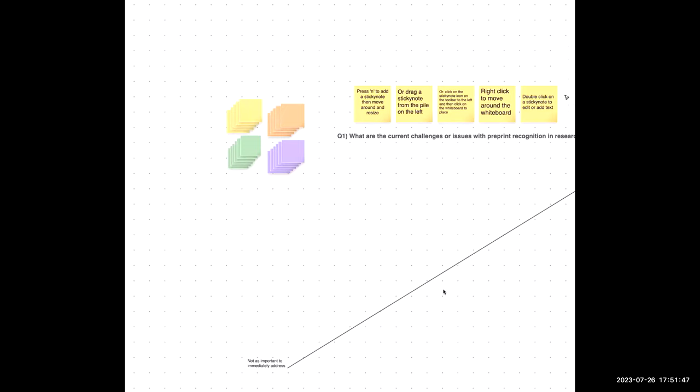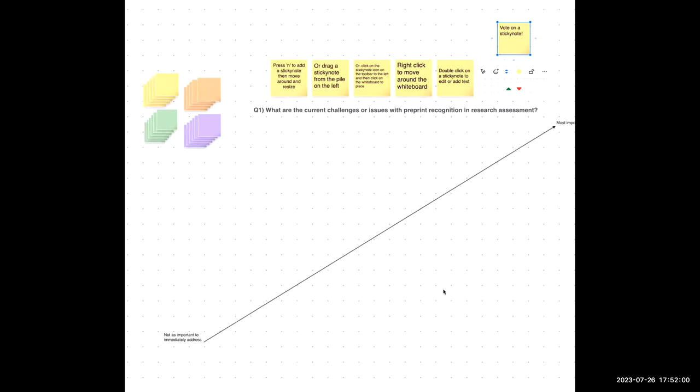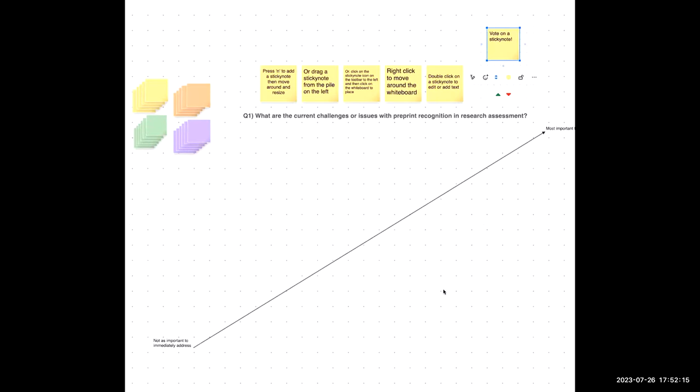Now, what you're seeing here is a rather simple question. What are the current challenges or issues with preprint recognition in research assessment? You can drag the post-it notes on the left here, and you can type onto the post-it notes what you think. We've got an arrow going across the screen, most important and urgent to address at the top right, and those that are not as important but should still be addressed eventually down on the left. All I want you to do is write out what you think a current challenge or issue is with recognition in terms of research assessment, drag it onto the map and type away. And the colors don't matter. I just thought people would like color choice.